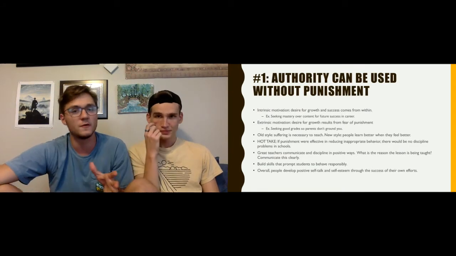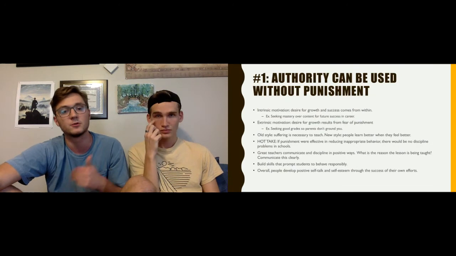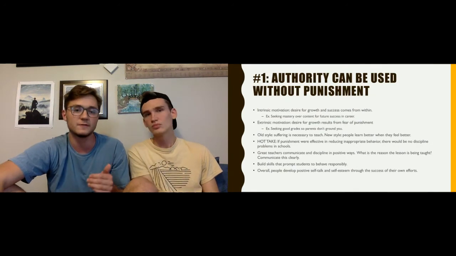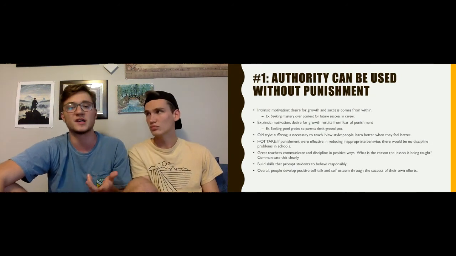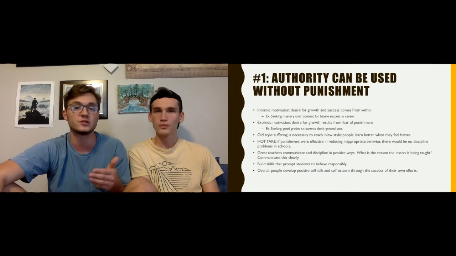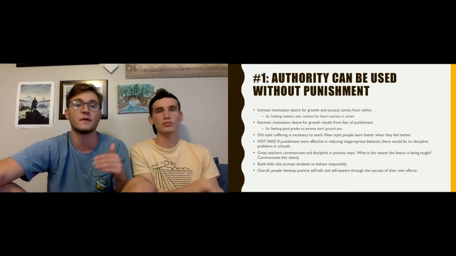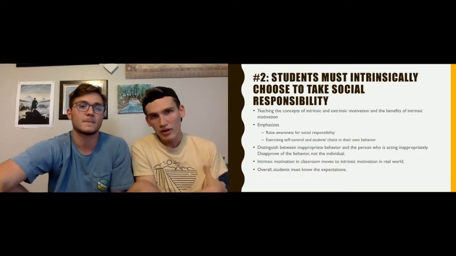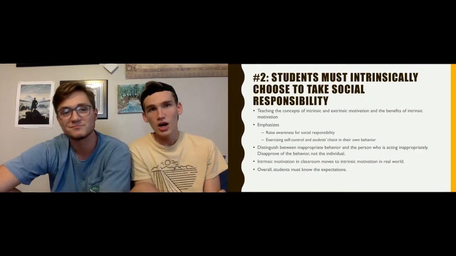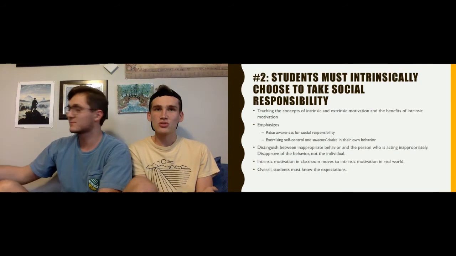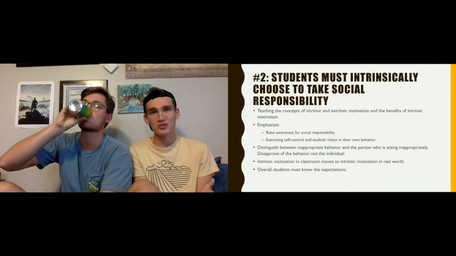So overall, the big theme of question number 1 is that people develop positive self-talk and self-esteem through the success of their own efforts. We want to encourage students to become intrinsically motivated and take success in their own efforts. And we're going to talk more about that transition in this slide. Number 2 is students must intrinsically choose to take social responsibility.